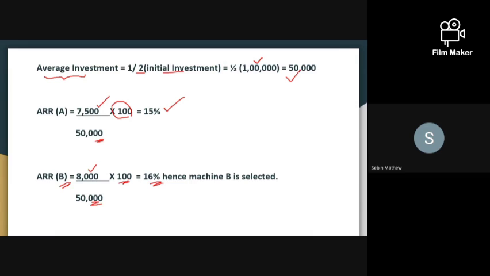Among these, which will be selected? The project with the highest ARR will be selected. So which project can be selected? Here the project B can be selected.